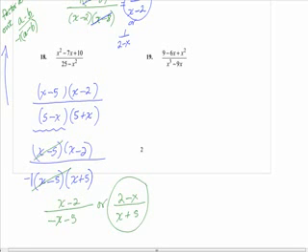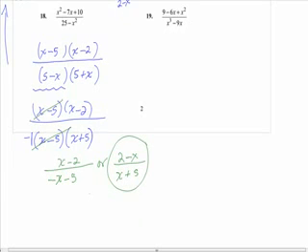Questions so far? Writing each one as a product before we get cross-happy? Yes, thank you, Michaela. What's our excluded value? Good.